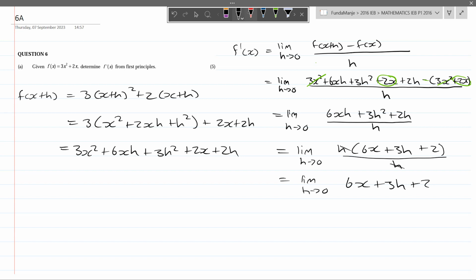If we take h turning to 0, now we're going to have just 6x plus 2, and that is the correct answer, because if you take the first derivative using the shortcuts, you're going to get 6x plus 2, and that is correct.